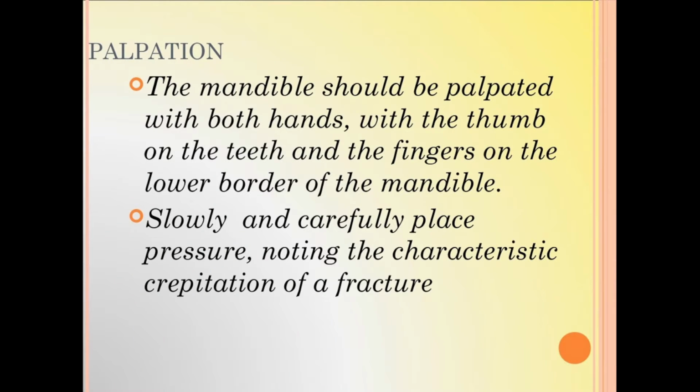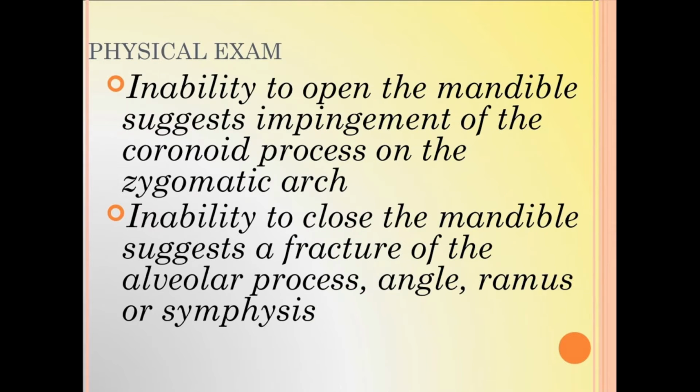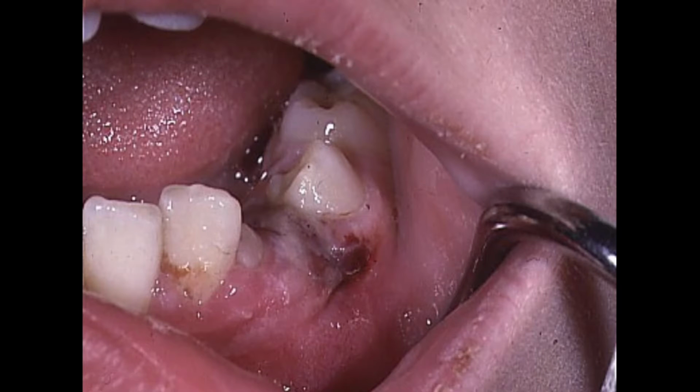Palpation. The mandible should be palpated with both hands, with the thumb on the teeth and the fingers on the lower border of the mandible. Slowly and carefully place pressure, noting the characteristic crepitation of the fracture. Inability to open the mandible suggests impingement of the coronoid process on the zygomatic arch. Inability to close the mandible suggests a fracture of the alveolar process, angle, ramus, or symphysis.